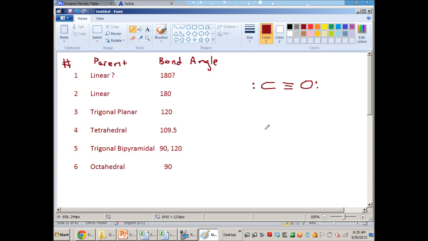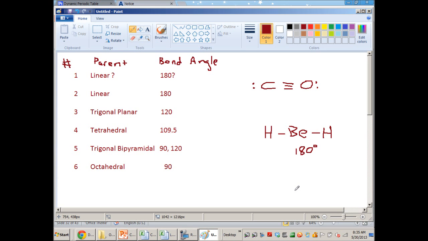Let's see. So if I have something else that's linear, beryllium hydride. Here I see that there's two places I find electrons. In this bond and this bond, two places I find electrons around the central atom. So this is going to have an overall 180-degree angle.